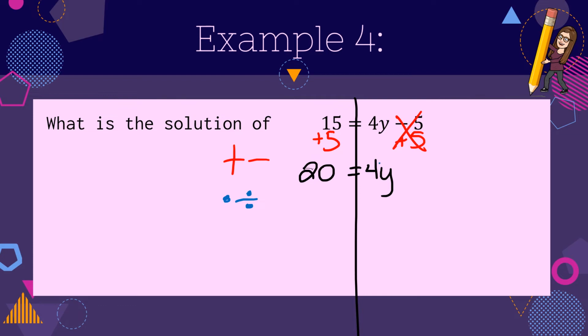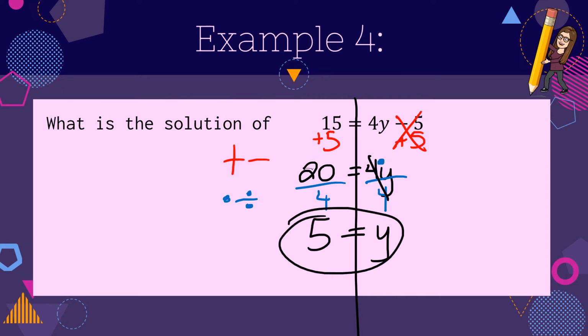Instead of 4 times y, technically there's a dot there, right? Instead of times 4, we're going to divide by 4. Times 4 divide 4 cancels. The y falls down. 20 divided by 4 gives me a calculation of 5.